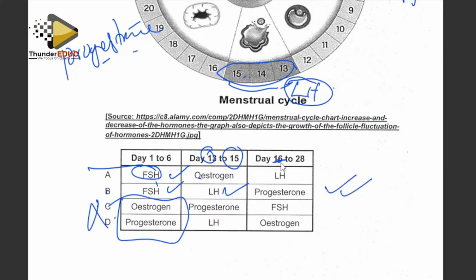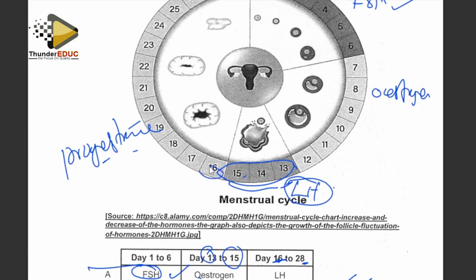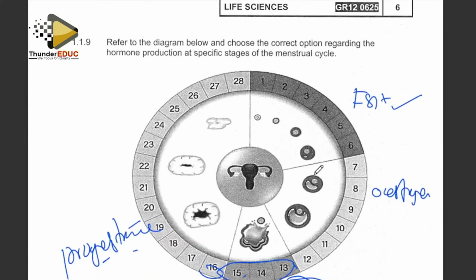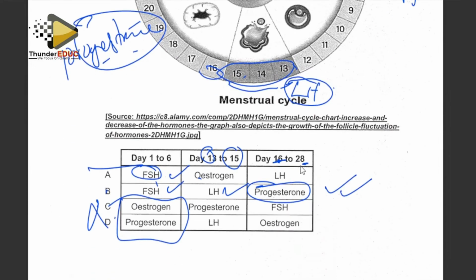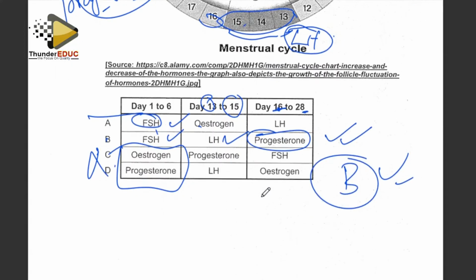Let's look at 16 to 28 if it is progesterone, so that you are able to confirm. 16 to 28, which hormone did we say? It is progesterone. We go back and confirm. Yes, it is progesterone. So B becomes the most correct answer.